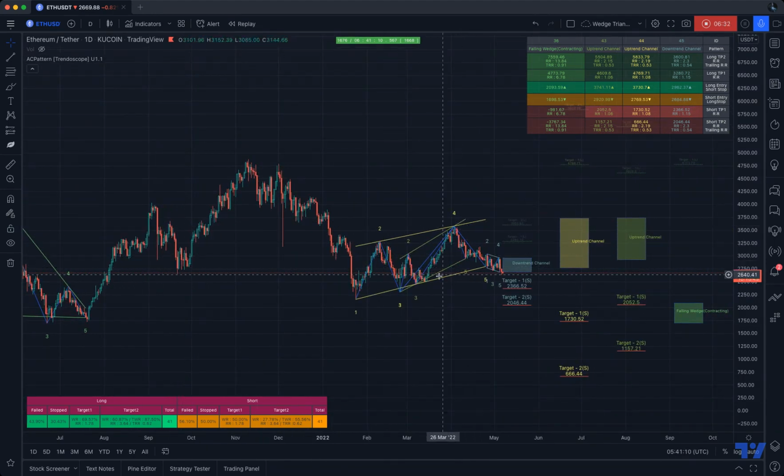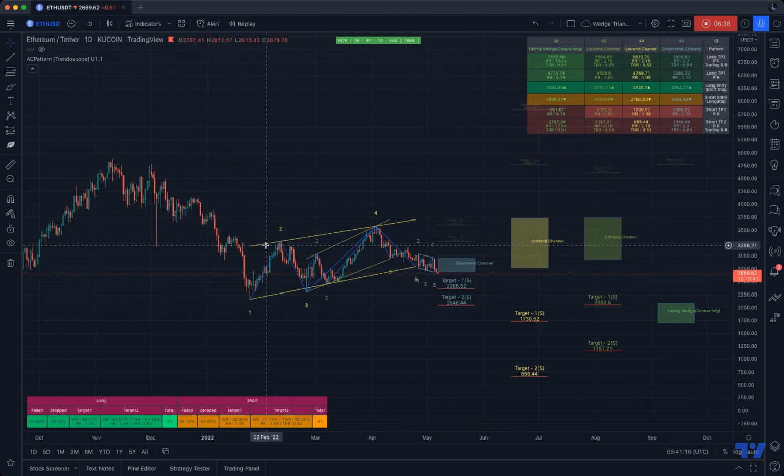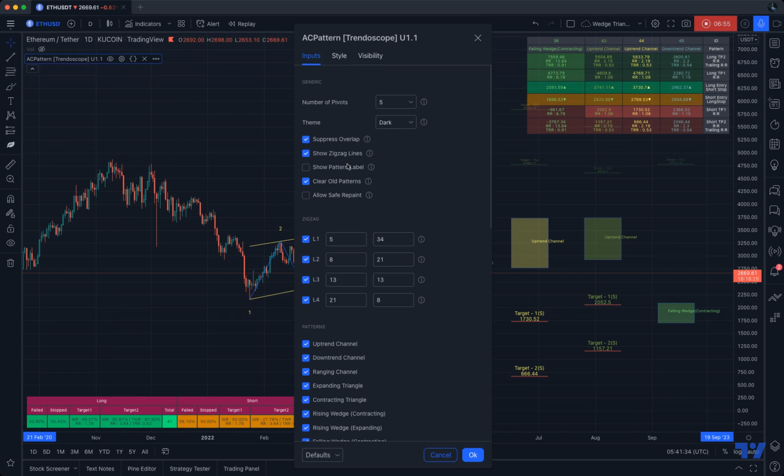And also notice that suppress overlap will not reduce the inner patterns. For example, this pattern is there, and there's a pattern inside this pattern. It will not remove this one, but it will only avoid showing patterns if they start here and end outside. So only those patterns are removed. Okay, so that's about suppress overlap.